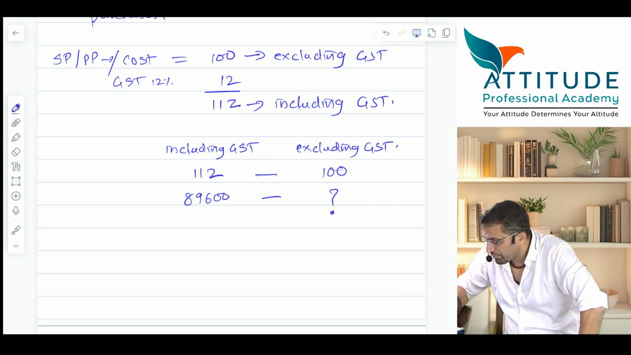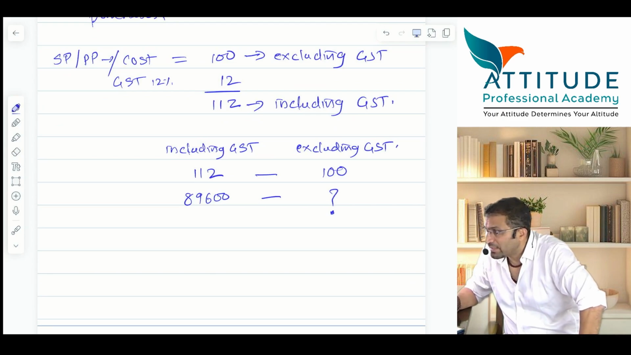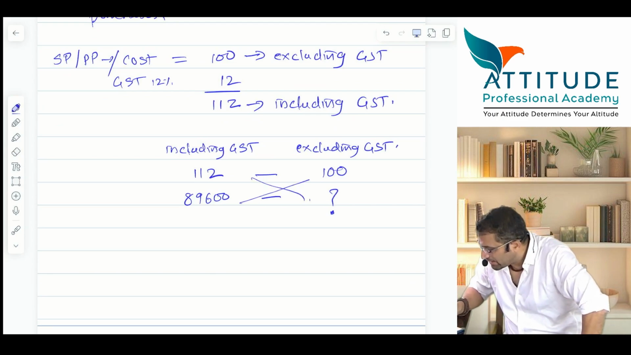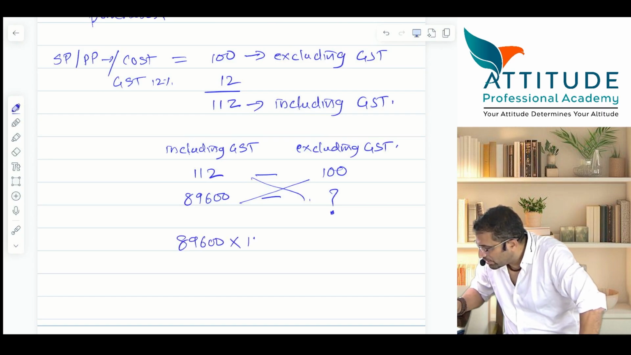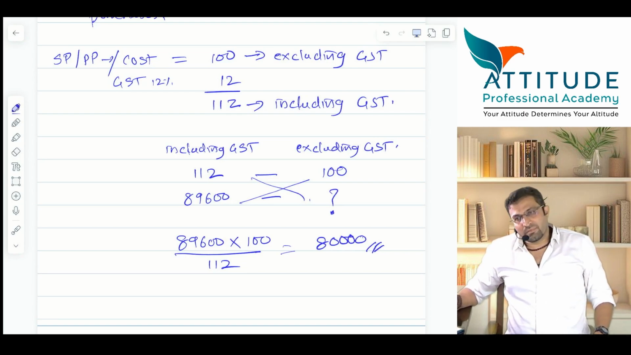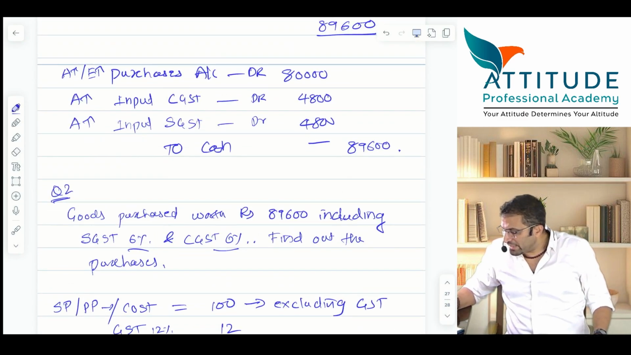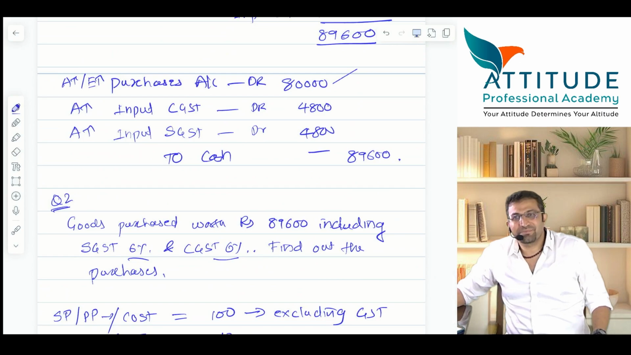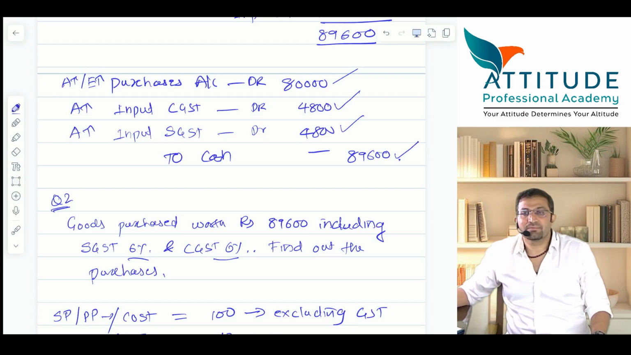Cross multiply. You know how to cross multiply? Yes sir. So 89,600 into 100 divided by 112 will give you 80,000. So what is 80,000? Purchase account. So the entry will be the same: purchase account debit. Are you understood? Then 6% and then cash.